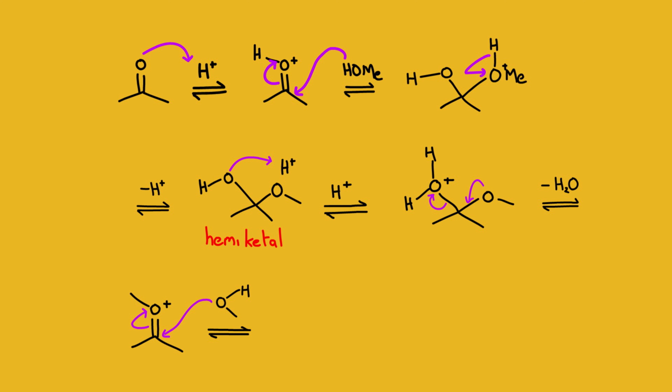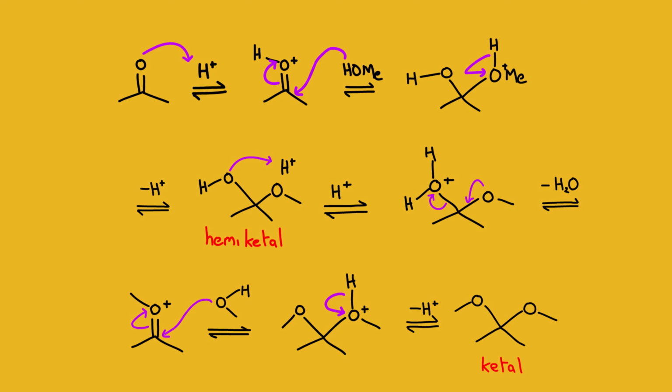That reacts with another alcohol. And finally, loss of a proton gives the final product. It's a ketal. Ketals are formed from ketones. The uncharged intermediate is called a hemiketal. Hemiketals and ketals are formed from ketones. Hemiacetals and acetals are formed from aldehydes.